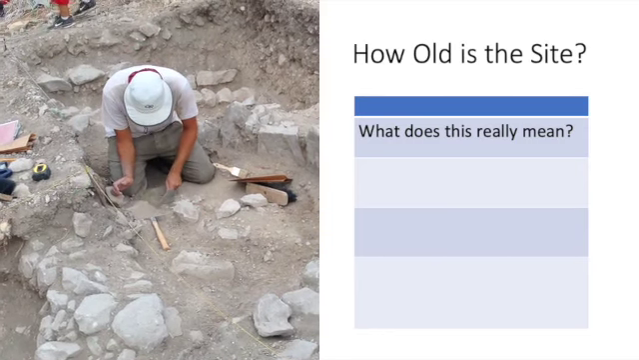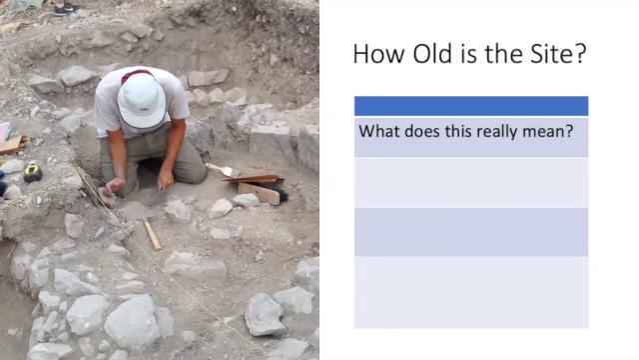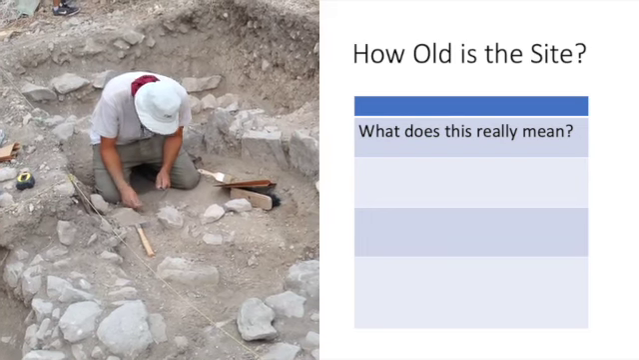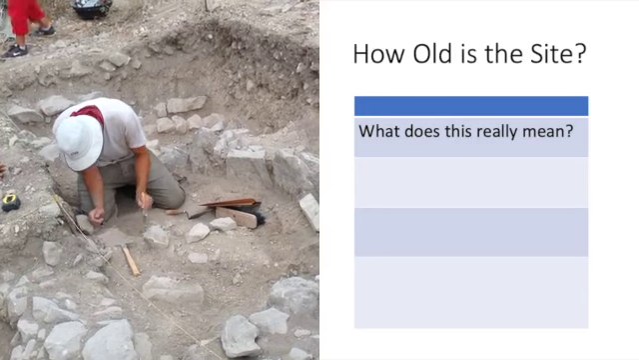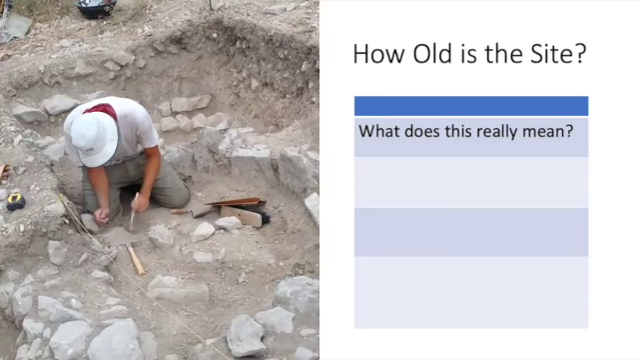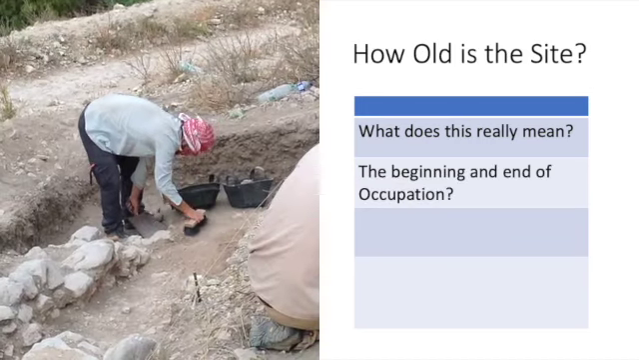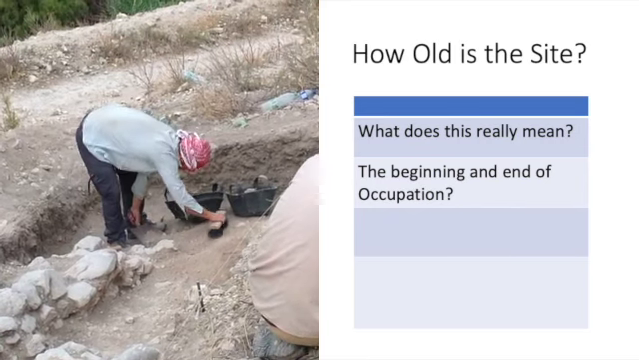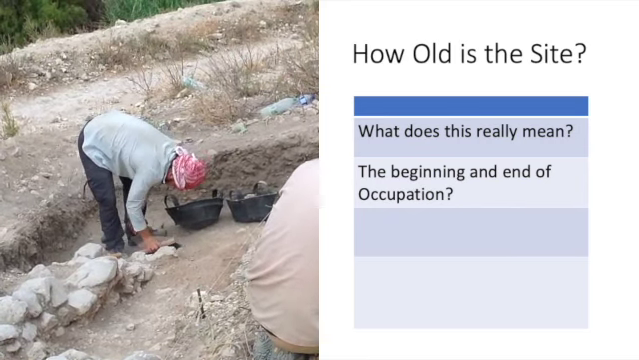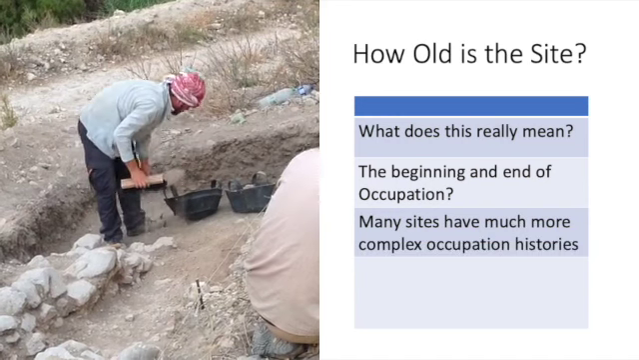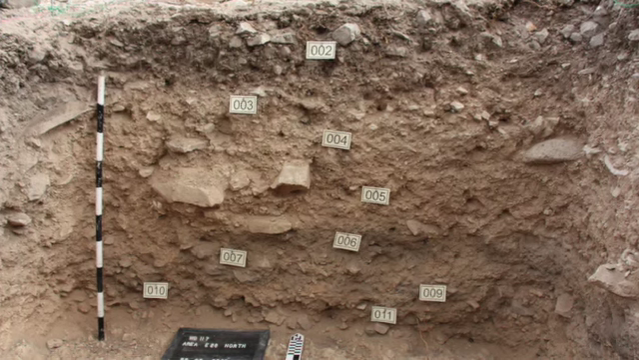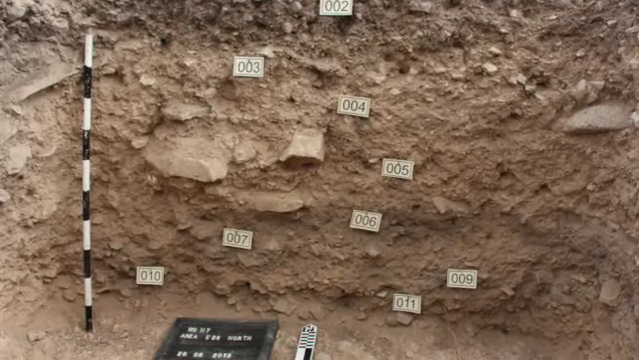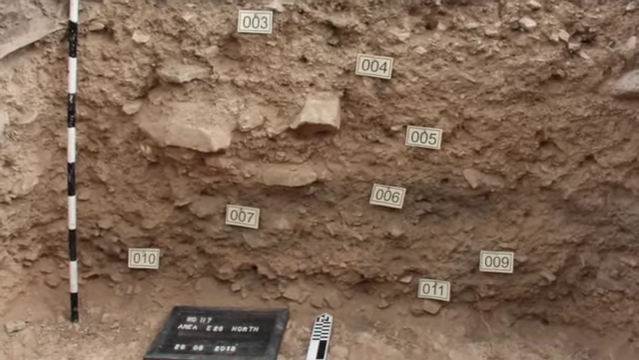For archaeological dating to be meaningful, we have to be specific about the events we're trying to date. Just asking, how old is the site, is really not sufficient. When we ask a question like that, what do we really mean? Conceivably, we're actually talking about two dates, the beginning and end of occupation at the site. But in reality, there are probably thousands of potentially datable events that took place at the site, almost none of which correspond with either the beginning or the end of occupation.